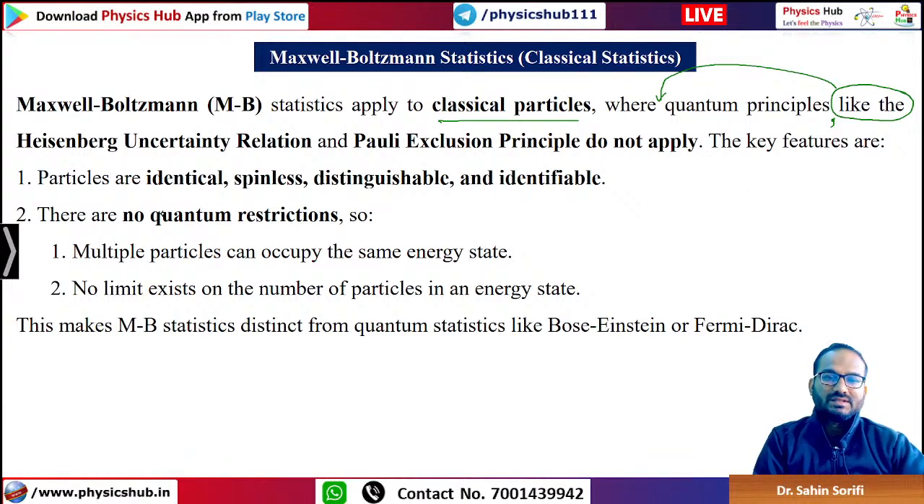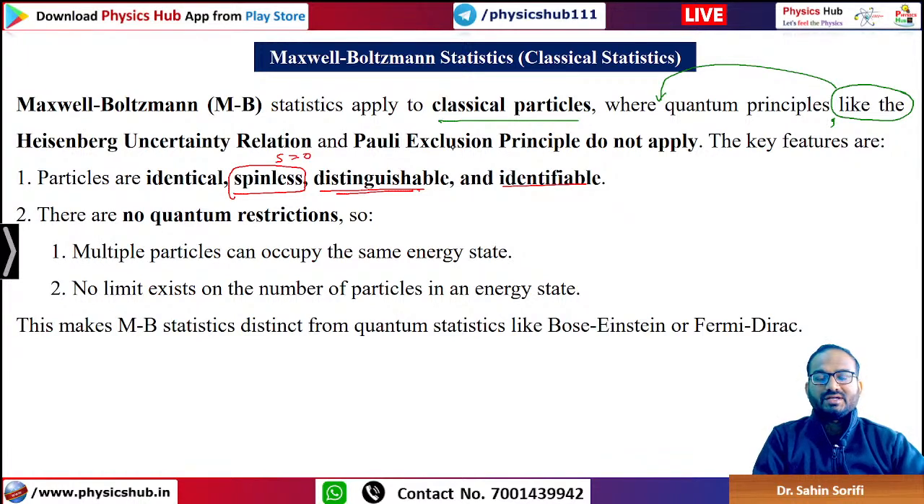And here the key features are: particles are identical, spinless, distinguishable and identifiable. Remember this thing. For classical particles, we imagine that they are spinless. Spin is 0. They are distinguishable. You can distinguish between them. Identifiable. There are no quantum restrictions.